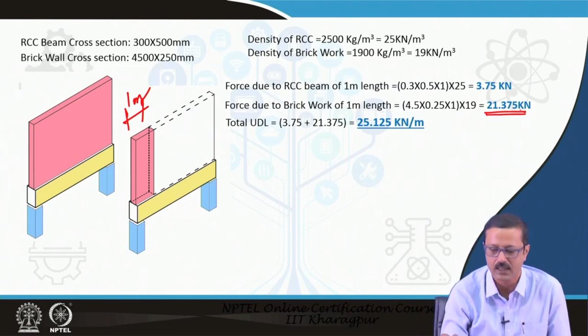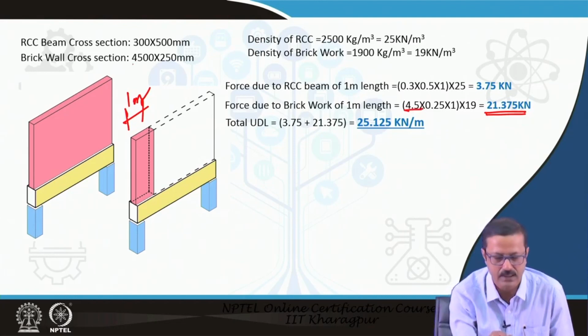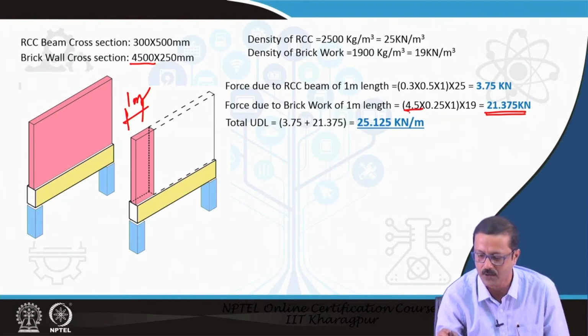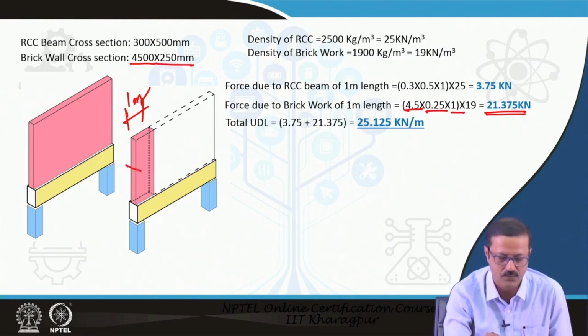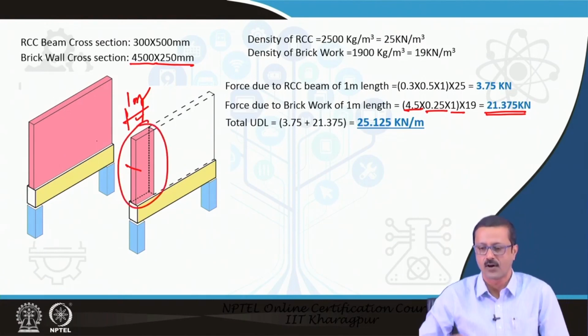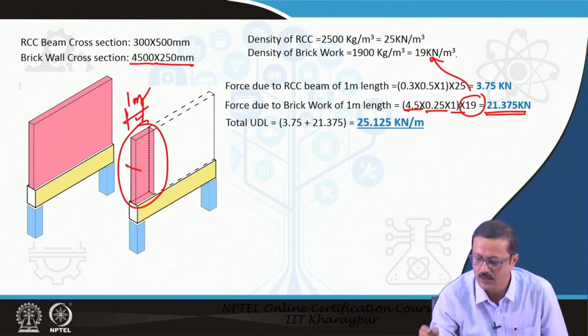So, I have found this 21.375. Again I will explain: 4500 mm gives me 4.5 meter, which is one dimension, 0.25 is the thickness, and 1 is the 1 meter length. So, I have taken all the 3 dimensions for this, and I found out the volume. After finding the volume, I multiplied that with the density.